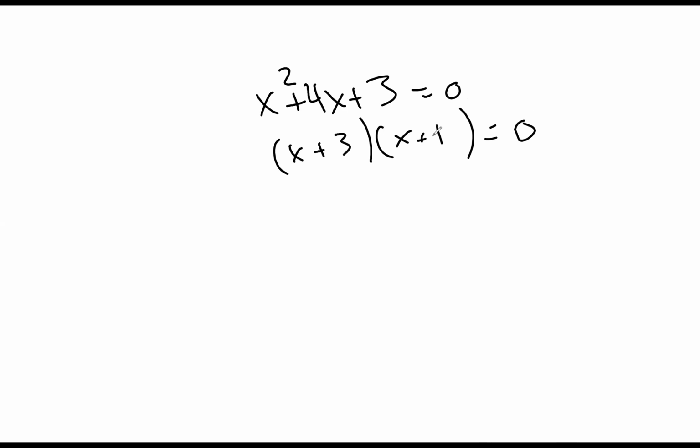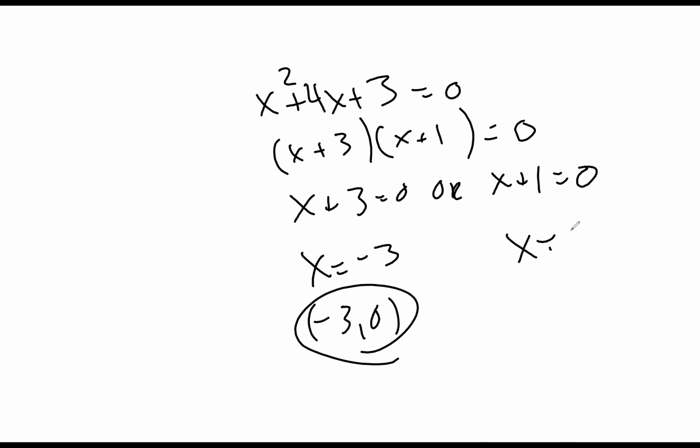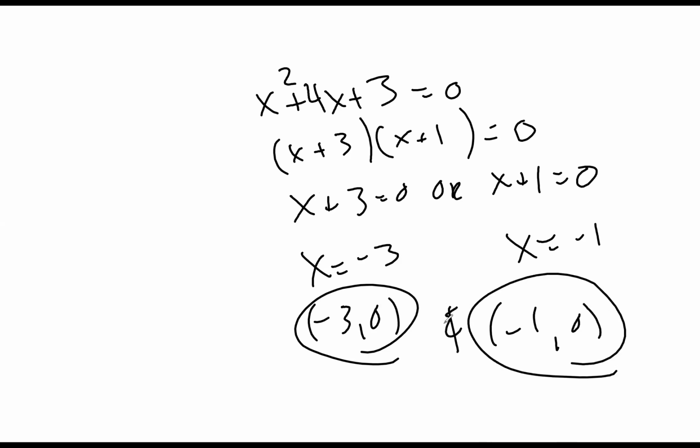And then I have to solve each of these by saying, okay, well, that means that x plus 3 equals 0 or x plus 1 equals 0. And so when I get this done, I'm going to have x is negative 3, but I'm not allowed to leave it like this, right? I have to actually write it as a point. So negative 3, 0. So here's one of my x-intercepts. And then over here, I'm going to subtract 1. I'm going to get that x equals negative 1. But again, can't leave it like this. Got to write it as a point. And so these two together are my x-intercepts, negative 3 and negative 1. Okay, what do you think about that part?